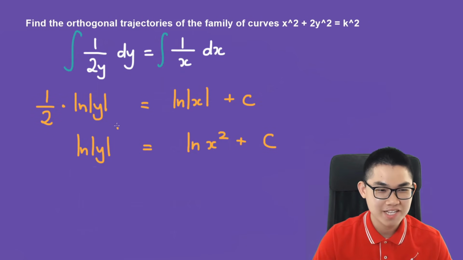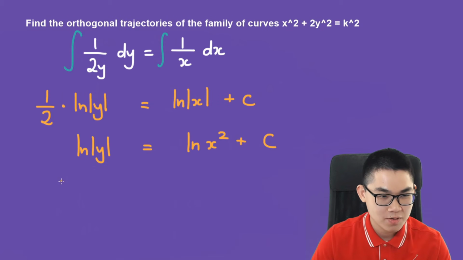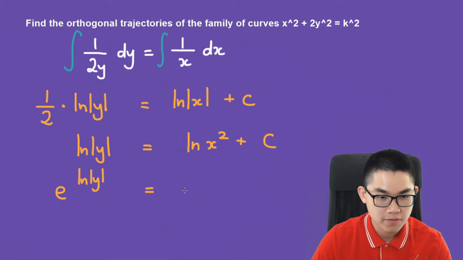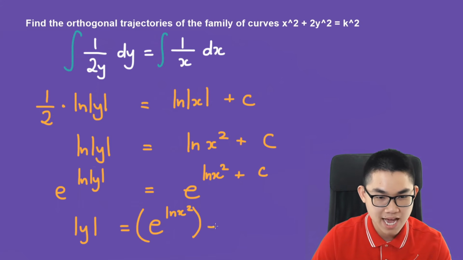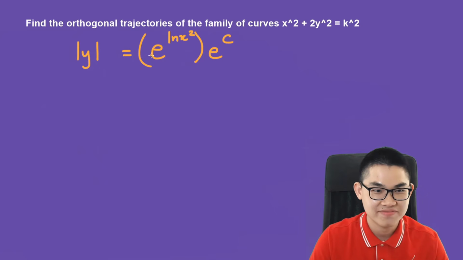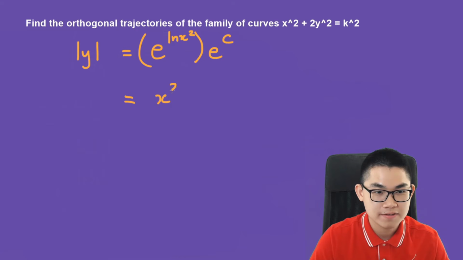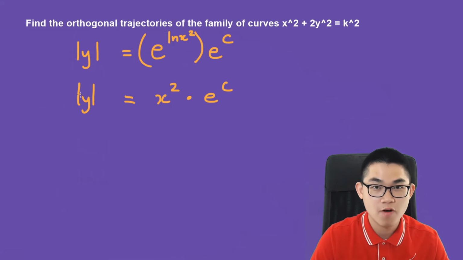Let me show you a way to get rid of ln of y. So you just take e to the power of ln y, and you do the same thing for the right side. So e to the power of ln x squared plus c. So here we have the absolute value of y, and that is equal to e to the power of ln x squared. And we can separate this, so times e to the power of c. So e to the power of ln x squared is just x squared. So x squared times e to the power of c, and here we have the absolute value of y.